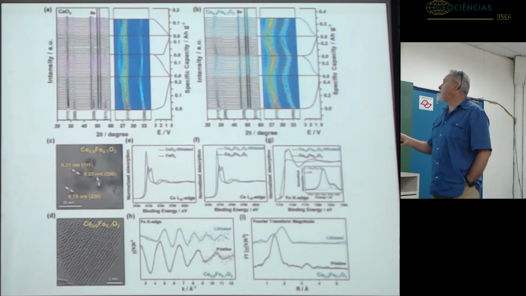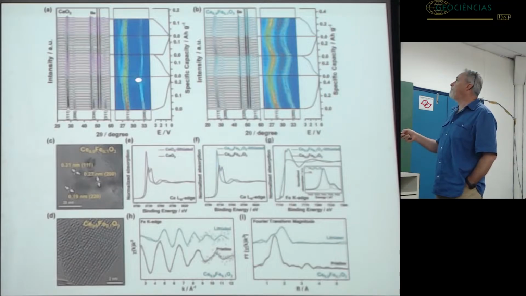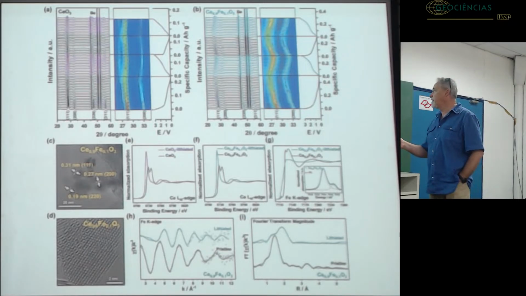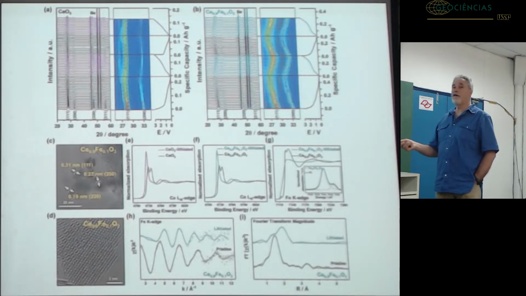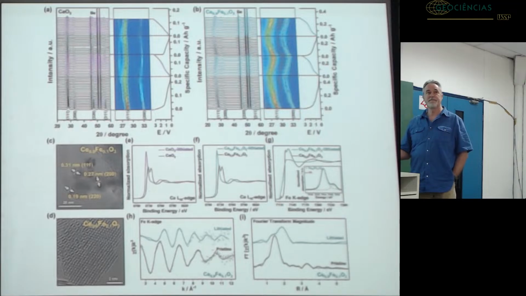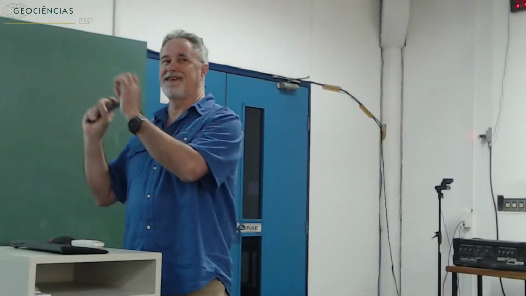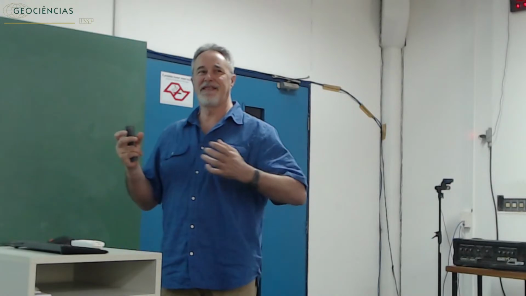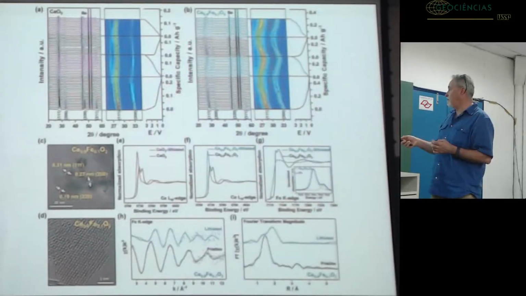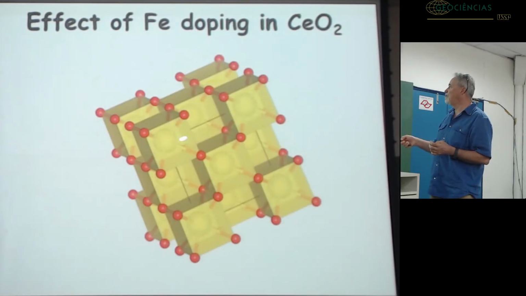We made all sorts of diffraction in the lab, diffraction in situ during the battery working, XAS ex situ and in situ. So to make a very long story short, iron is completely trivalent. And that made me uncomfortable, because trivalent iron, we already saw some distance when we talked about some other material. Trivalent iron is a small size cation. How can it fit in this very large cube?